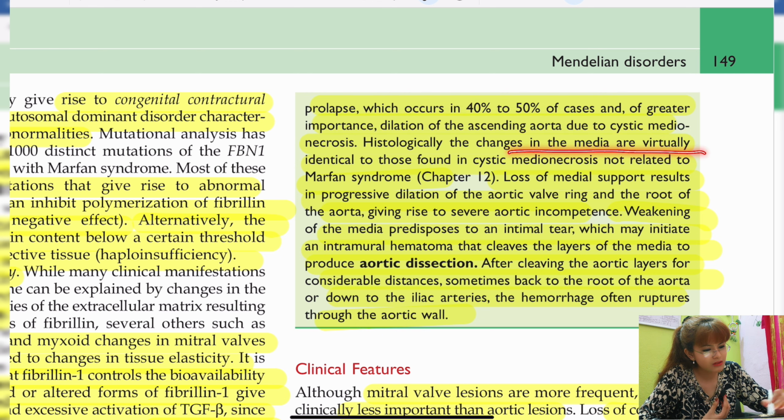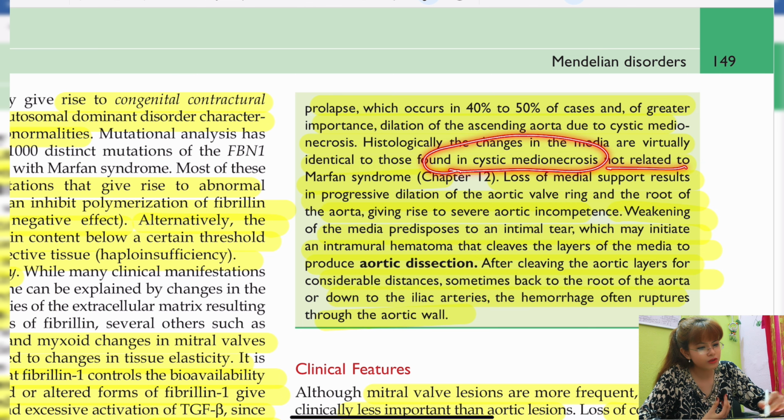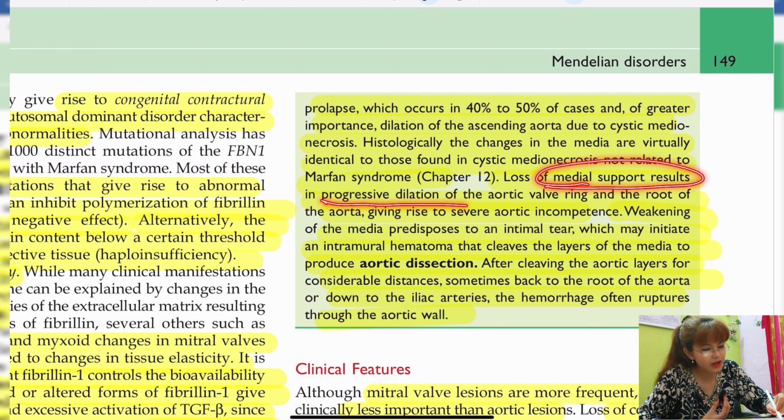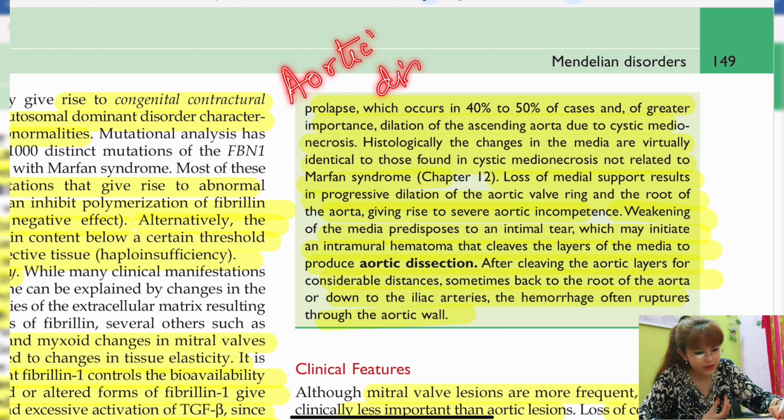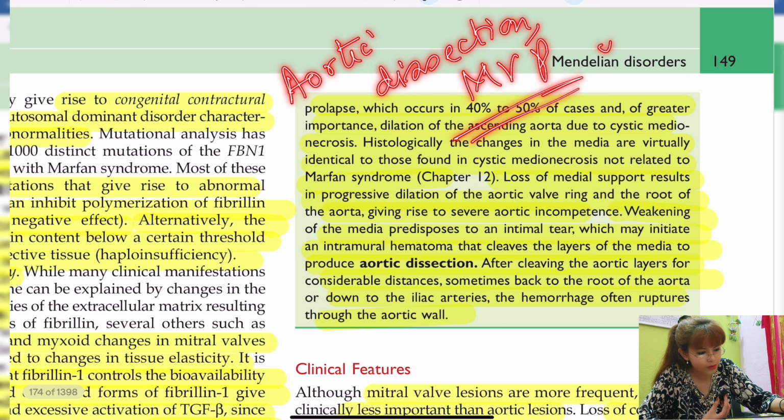Histologically, the changes in the media are virtually identical to those found in cystic medial necrosis not related to Marfan syndrome. Loss of medial support results in progressive dilation of the aortic valve ring and the root of the aorta, giving rise to severe aortic incompetence. Important point: aortic incompetence and mitral valve prolapse are the two points, and obviously this gives rise to aortic dissection. Very important. So aortic dissection and mitral valve prolapse are the two points that you need to remember here.